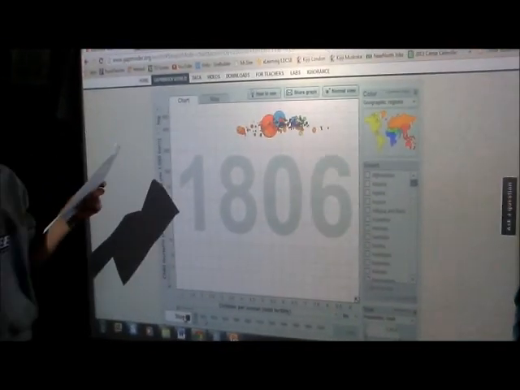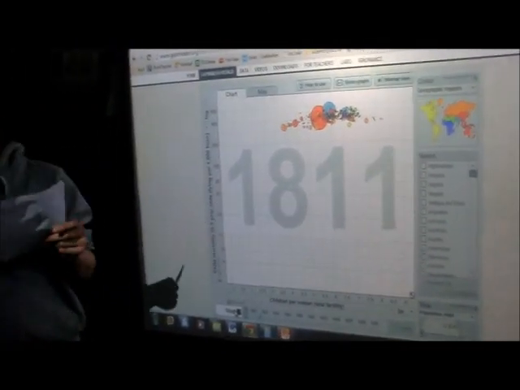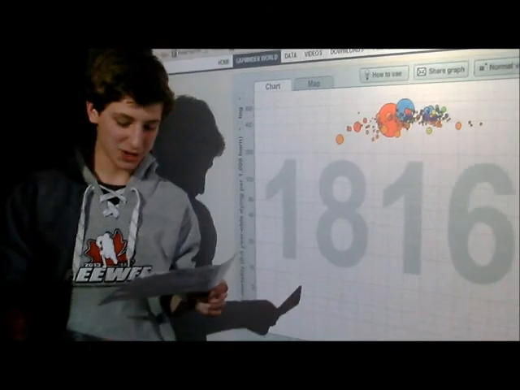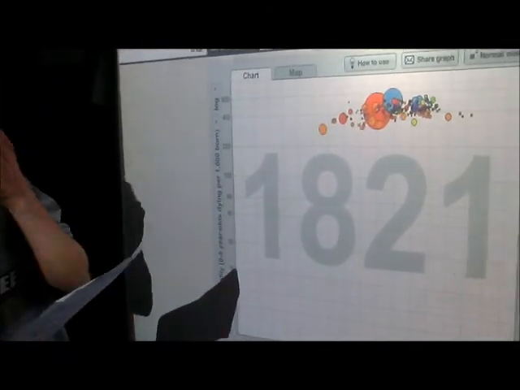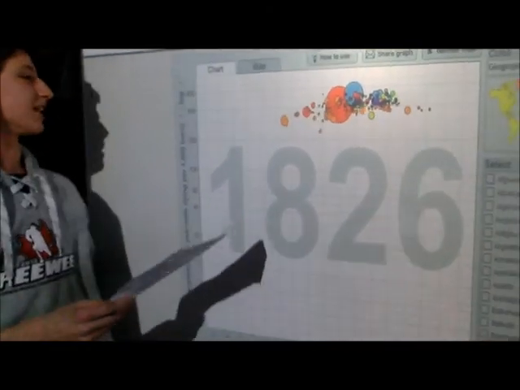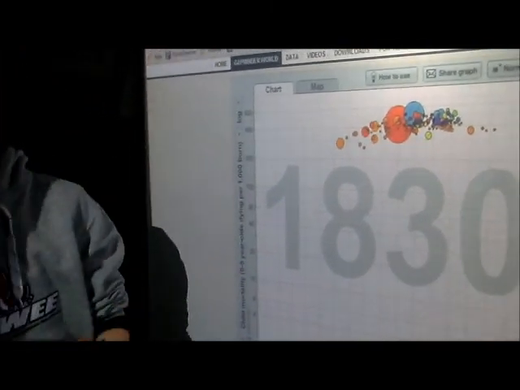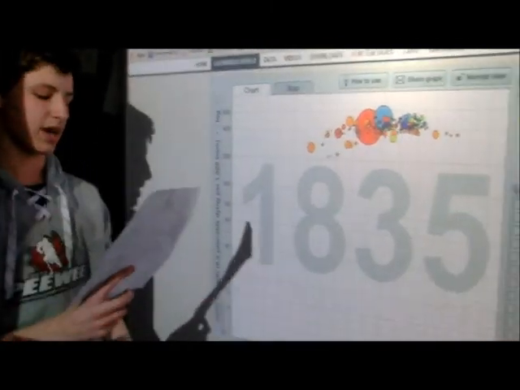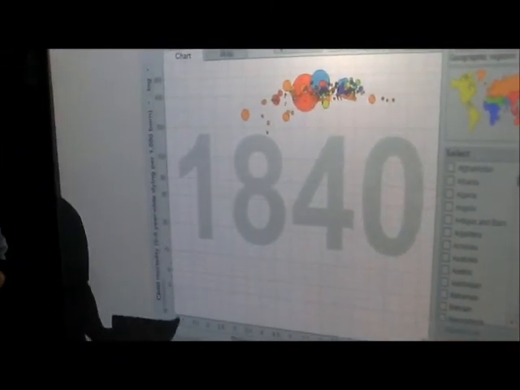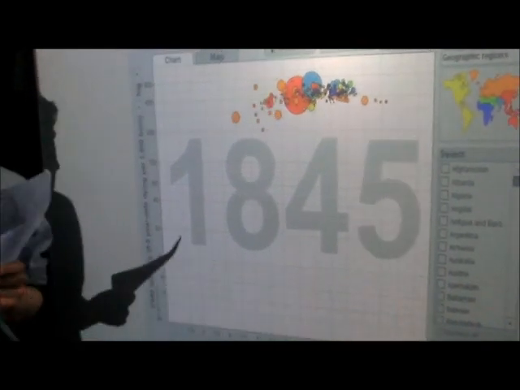In the beginning of 1800, all the continents were just in one giant blob. None were majorly different from one another. All the countries and continents had about 6 children per woman, and about 400 out of 1,000 babies would die before the age of 5.